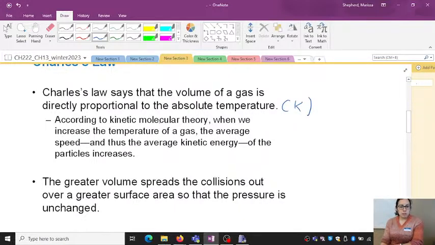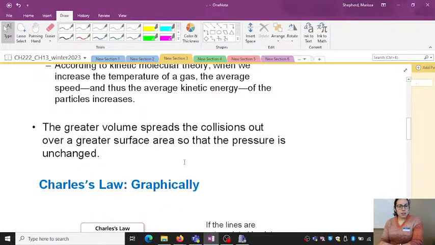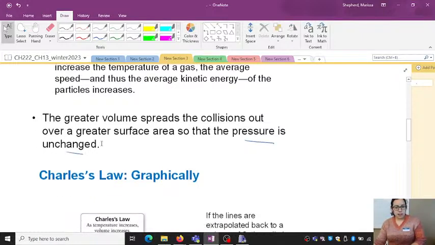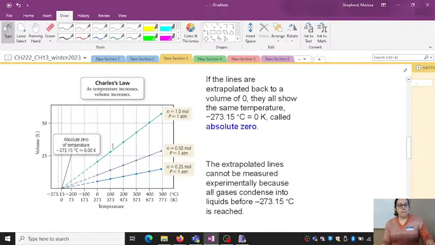According to kinetic molecular theory, when we increase the temperature of a gas, the average speed and, of course, kinetic energy of the particles increases. And the greater volume spreads the collisions out over a greater surface area, so the pressure is unchanged. This would be our relationship. If we extrapolate, we can see that they end up at 0, but obviously all gases condense into liquids before we get down to 0 Kelvin.